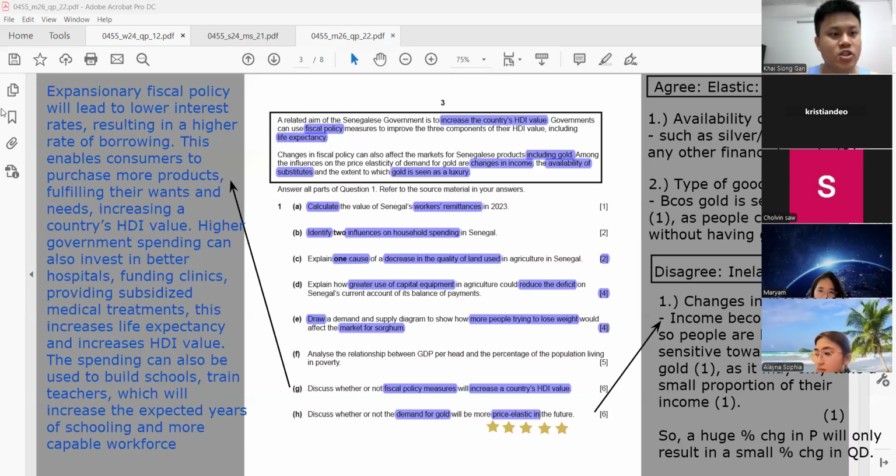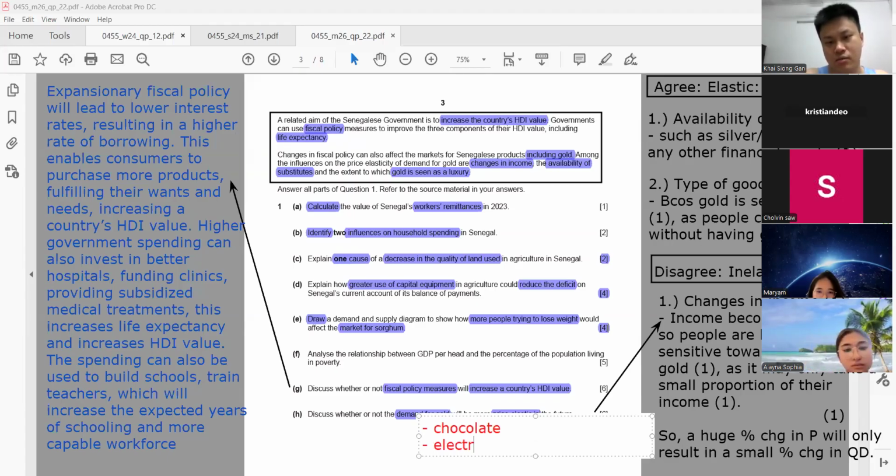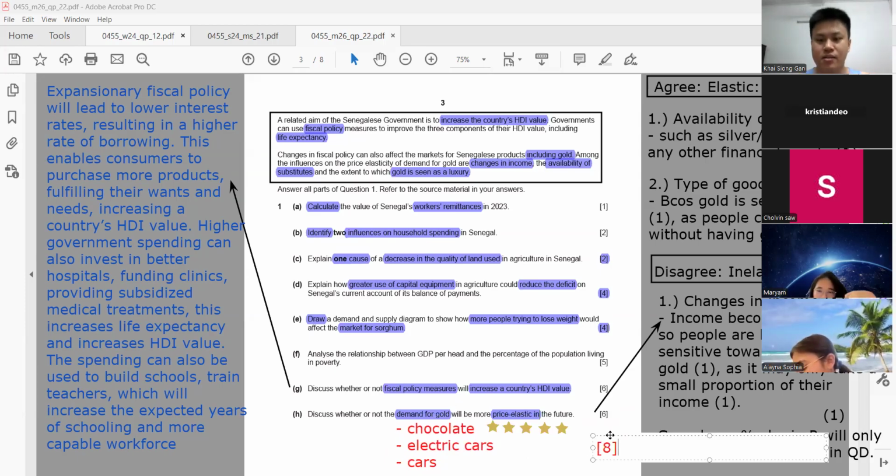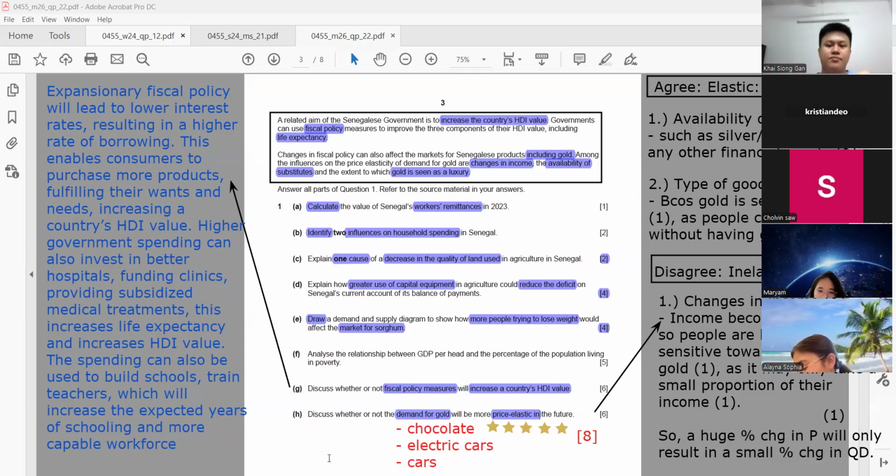Why? Because I can ask you about gold, or I can change the question to chocolate, electric cars, or cars. This is my favorite question though. If I set the paper, I should ask this question. I love to ask this question as an 8 marks question. 6 marks easy for you. So usually you can see this being asked as an 8 marks question. Okay, done. So where do you get all these answers? The answers are determinants of PD. The hints, determinants of PD.